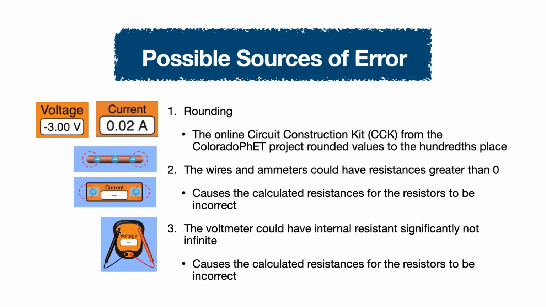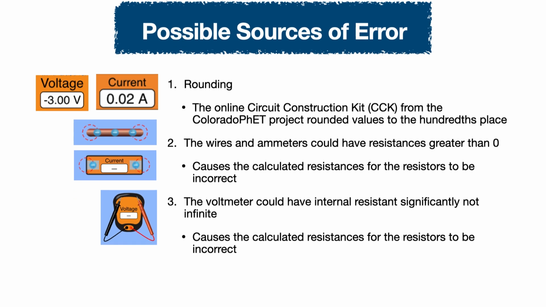In this lab, there are 3 main possible sources of error. First, the CCK project rounded values to the hundredths place, which likely caused the differences between the measured values and the expected values. 2. The wires and ammeters might have resistances greater than the expected 0, which would cause the calculated values to be incorrect. 3. The voltmeter might have internal resistance significantly not infinite. Like 2, this would cause errors in the experiment calculations.